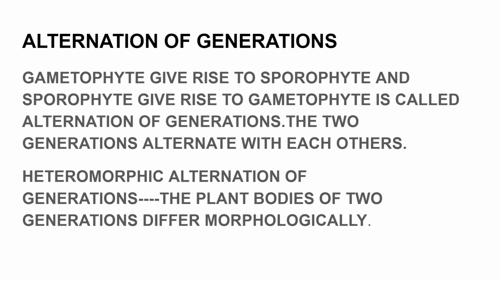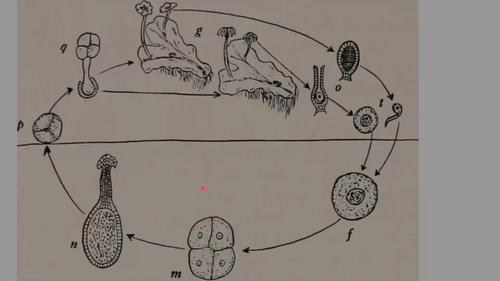If the morphology of the gametophyte and sporophyte is different, this is also called the heteromorphic type of alternation of generations. Hetero means different, morphic means morphology. So the morphology of gametophyte and sporophyte is different. So this is called the heteromorphic type of alternation of generations.